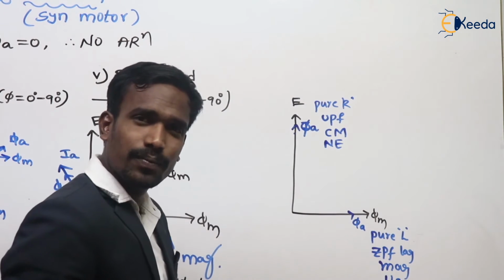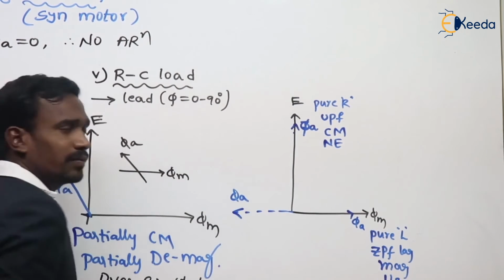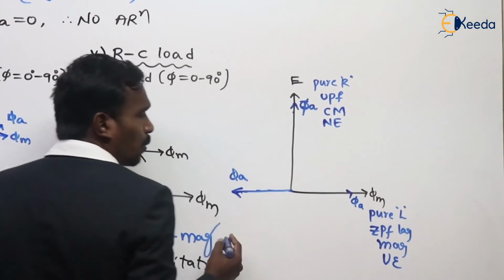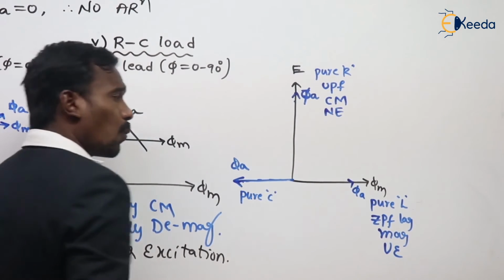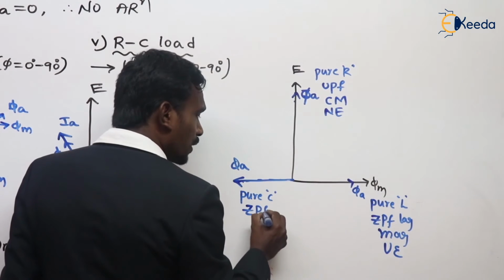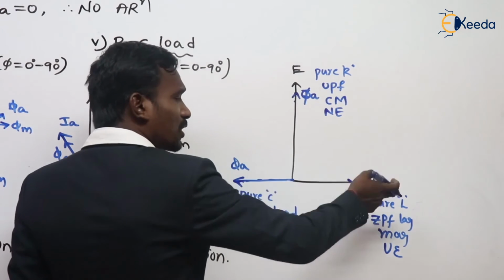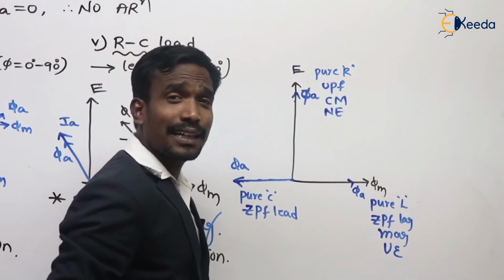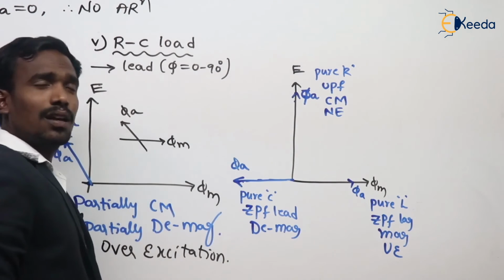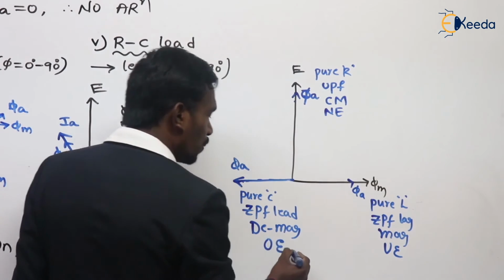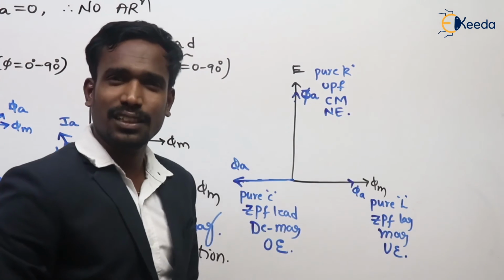That's good. If armature flux and armature current are here, what is the load? Very good, pure capacitive load. What is the power factor? Zero power factor leading, that's good. What is the effect of armature reaction in the opposite direction? Very good, pure demagnetization. And what is the excitation? Over excitation. So: over excitation, under excitation, normal excitation.